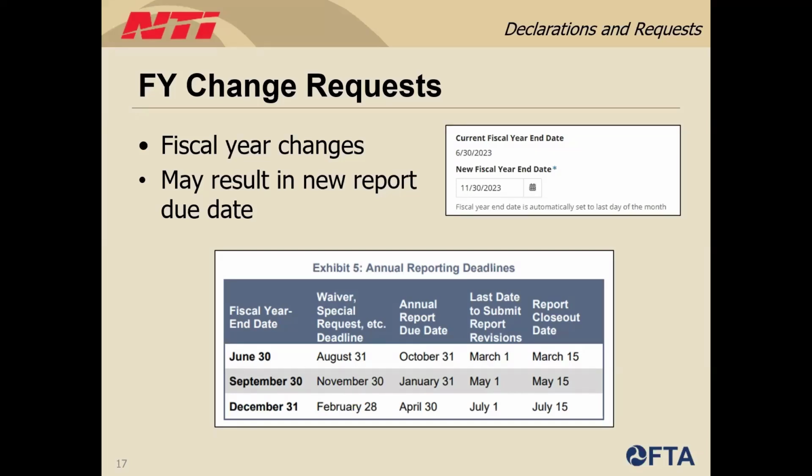When you select this request type, the system will show you what your current fiscal year end date is and allow you to select the new fiscal year end date. Depending on what the new end date is, your report due date could also change. As you can see here, we have 3 annual report due dates that are based on the agency's fiscal years: October 31st, January 31st, and April 30th. Your fiscal year end date determines which of these due dates will apply to you.